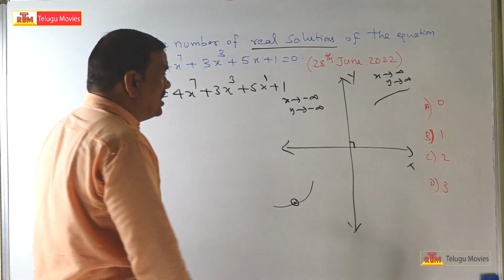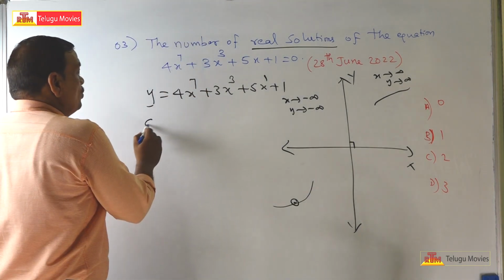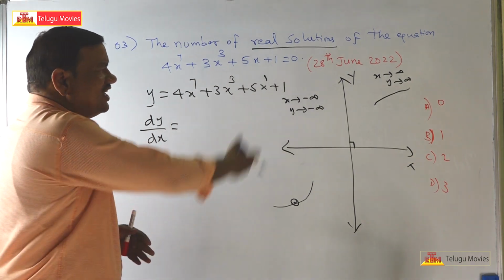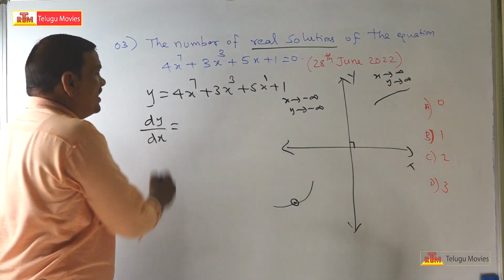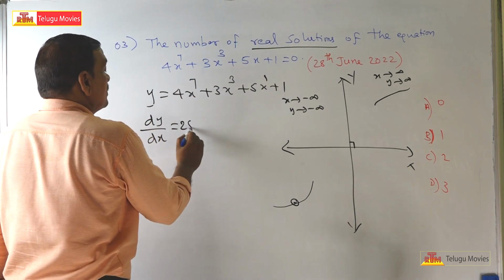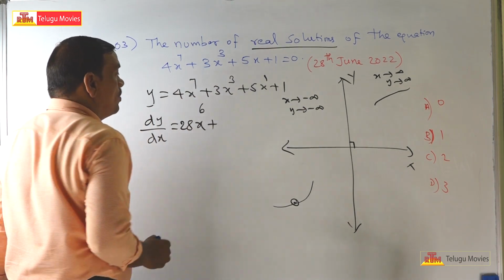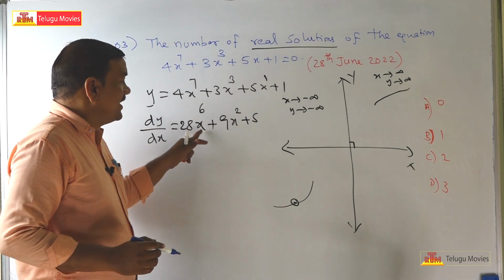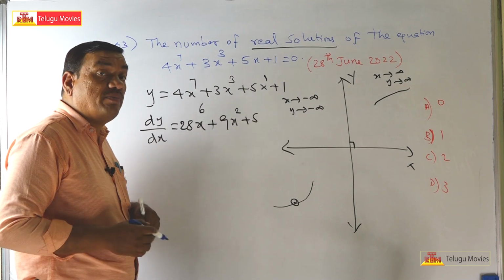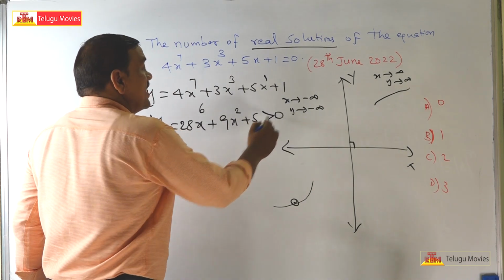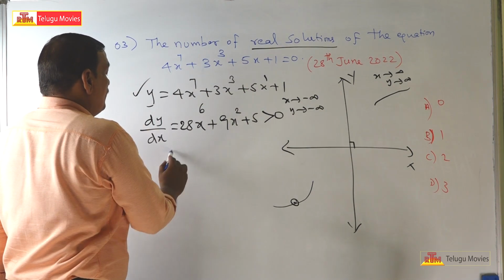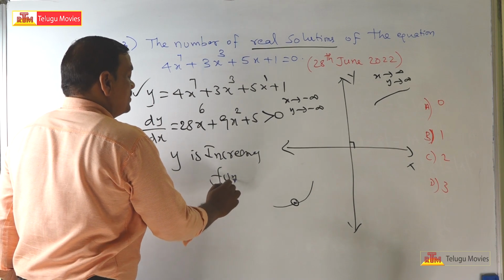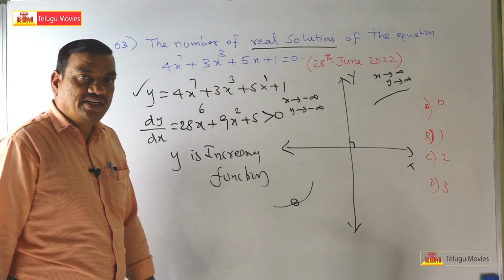Let us see whether it is an increasing or decreasing function. Definitely it will be an increasing function. Let us find dy by dx. So this is equal to 7 into x power 6, that is 7x power 6, plus 9x square plus 5. Whatever may be the x value, x power 6 and x square are greater than 0. That is, the given function y is an increasing function. It is an increasing function.